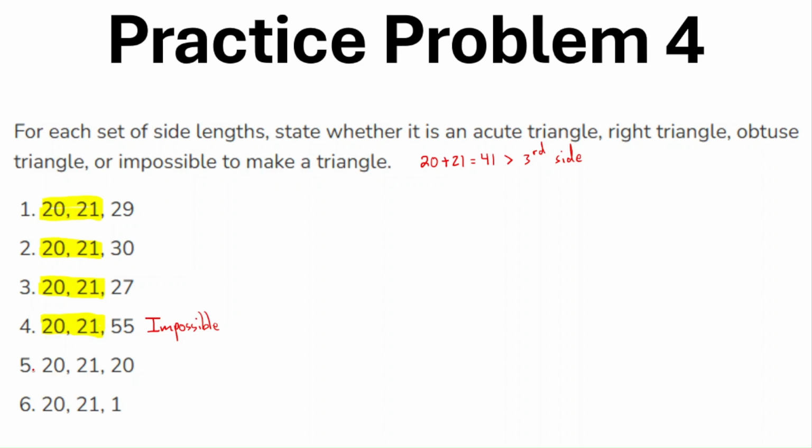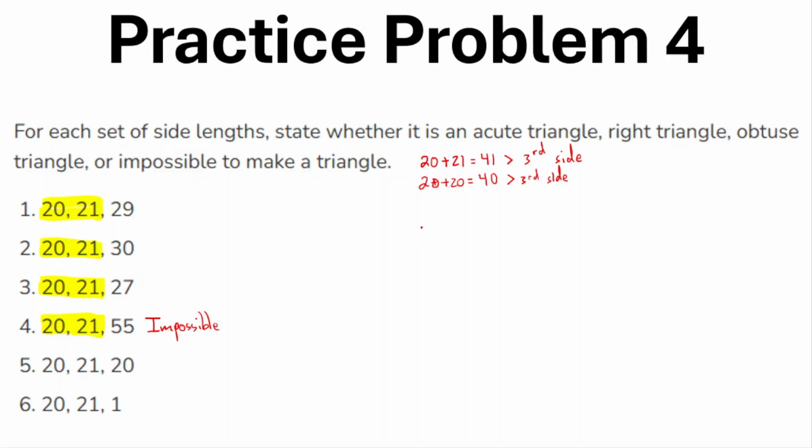Now let's check number 5. 20 and 20 are the short sides. And that equals 40. So 40 must be longer than the third side. Well, the third side is 21, so 40 is plenty. So number 5 is good.